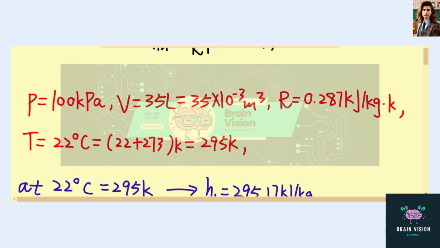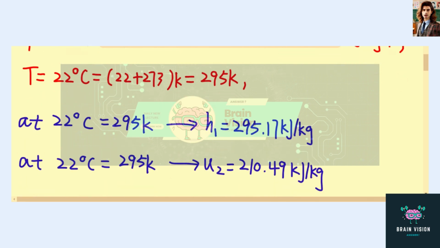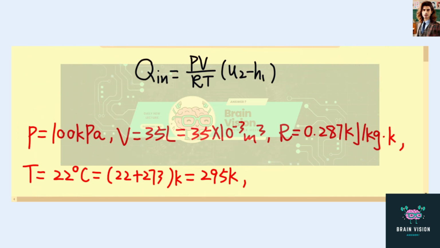So now we need to use the table of the ideal gas properties of air. So at temperature 22 degrees Celsius, which is 295 Kelvin, the corresponding enthalpy is 295.17 kilojoule per kilogram, and the corresponding internal energy is 210.49 kilojoule per kilogram. So now let's plug back into the equation to determine the heat transfer of the bottle.